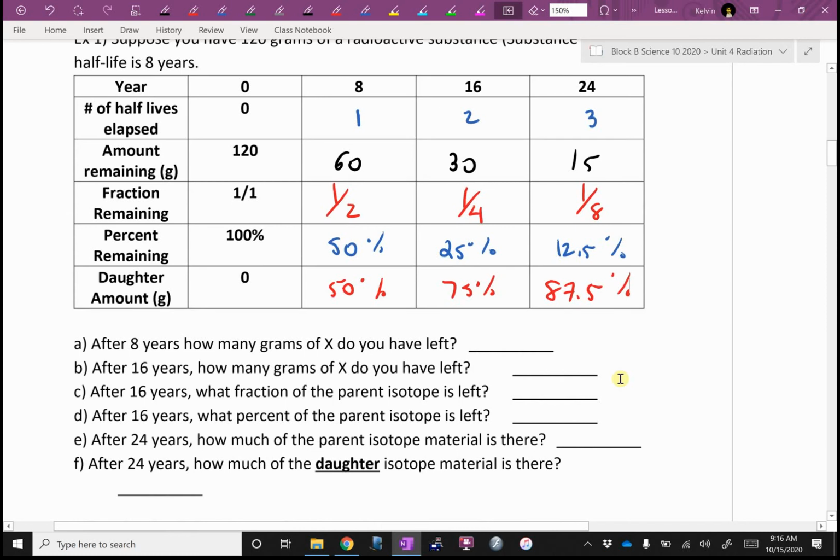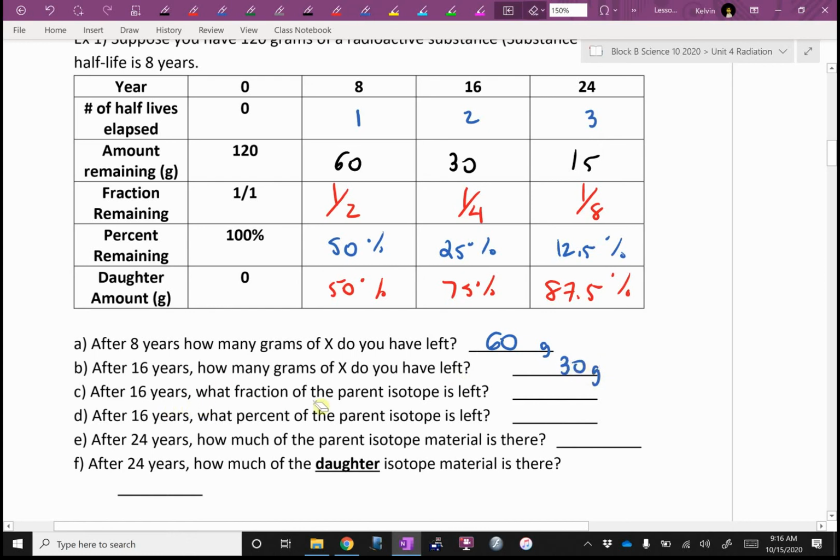So one way to do this with a calculator is to draw a big chart. I'm lazy. I'll show you a shorter way that's still organized in a few minutes. But we can now answer the questions. A says, after 8 years, how many grams of X do we have left? 60. After 16 years, how many grams of element X do we have left? 30.